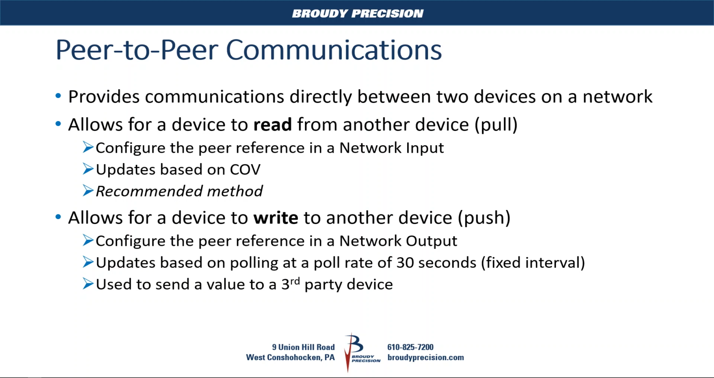The other method is allowing for a device to write to another device. Basically, you have a network output writing to an input on another controller, and that's basically pushing data out. You configure this in the peer reference section of a network output point. And it updates based on polling, and it's a poll rate of 30 seconds that is fixed. It cannot be changed. And typically this is used when you're sending a value to a third-party device.